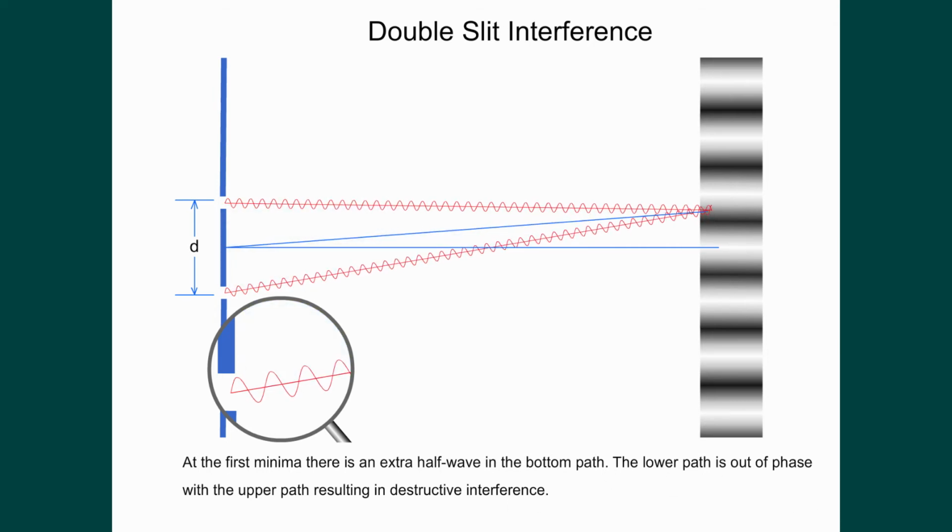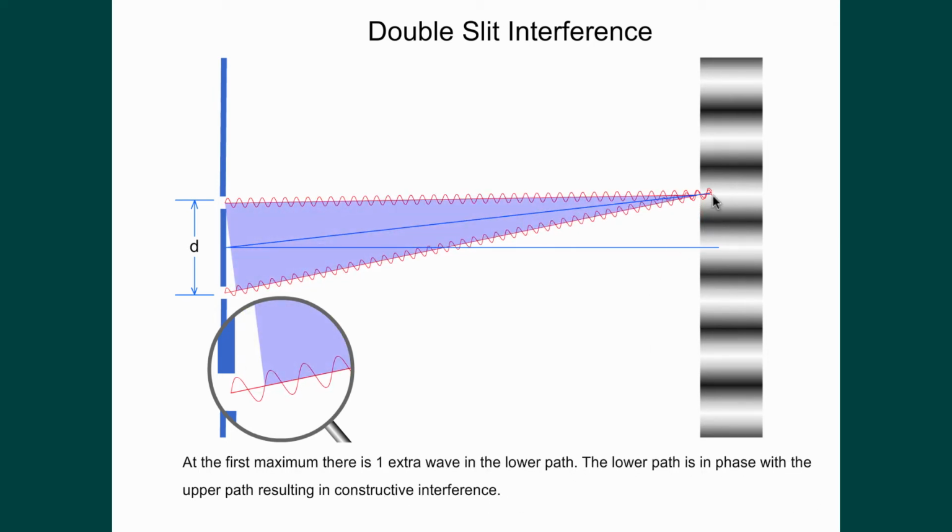Now we'll slide it up back to constructive interference, and if we look at the way this is set up on the bottom here, the bottom wave is actually one full wavelength longer. If it's one full wavelength longer, that means that the lower path is in phase with the upper path, resulting in constructive interference. So we've added a full wavelength, which means when we get to the screen up here, the crests and troughs of both waves are now in line again.